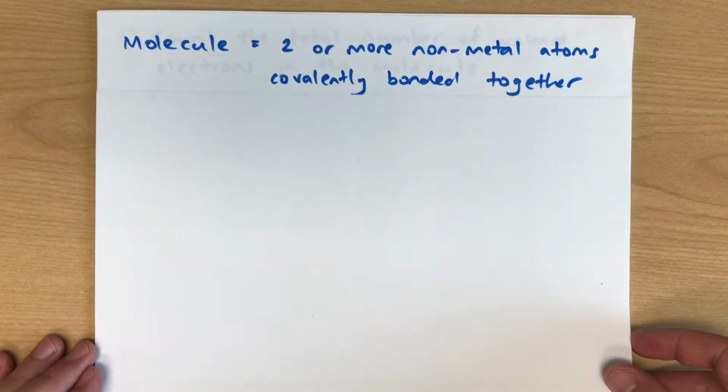So first of all, what are molecules? Molecules are when you have two or more non-metal atoms covalently bonded together. Covalent bonds means electrons are shared between those two atoms, and non-metal atoms mean we find them in the top right-hand corner of the periodic table.